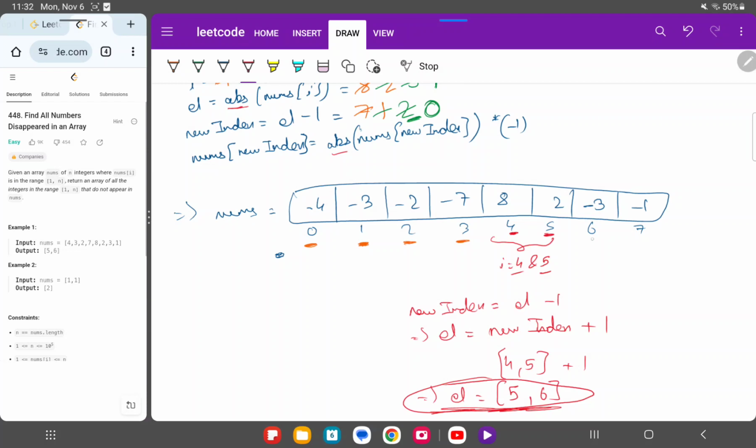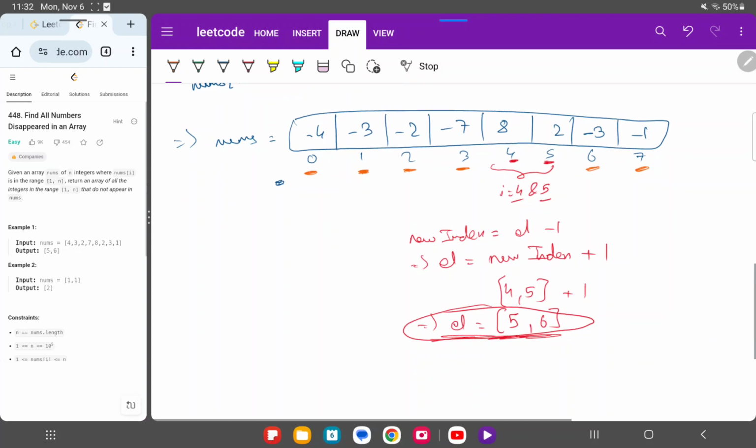For further elements, when i equals 6, it's negative, so this has been encountered. i equals 7, the value is -1, so this has also been encountered. So the elements 5 and 6 are our answer.